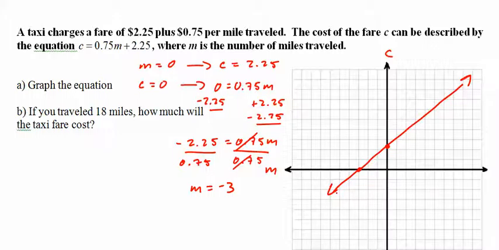So you travel 18 miles, how much will the fare cost? Well, we don't quite have enough room to show 18 miles. At 10, it looks like it's about $11, something like that. So if I had a guess for 18, it's probably about $18, $19. So cost equals 0.75 times 18 plus 2.25. I wasn't too far off. Cost is $15.75.